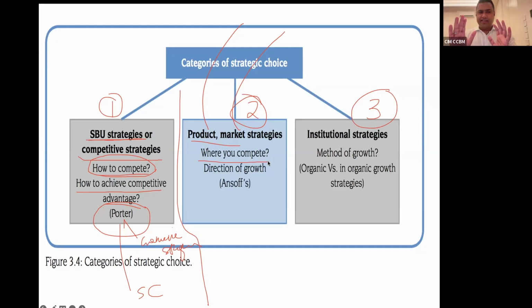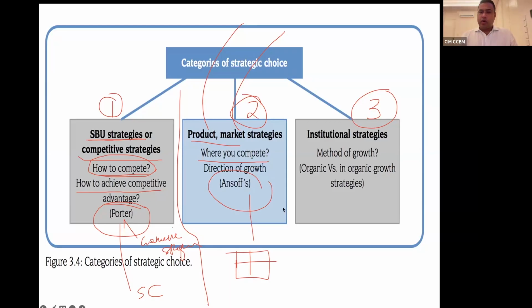I hope it's clear. So SBU strategies are how to compete. Product market strategies are where to compete. In which products, in which markets. And that is denoted by a theory called Ansoff's matrix. Ansoff's matrix. There are 4 strategic options. We will look at that.